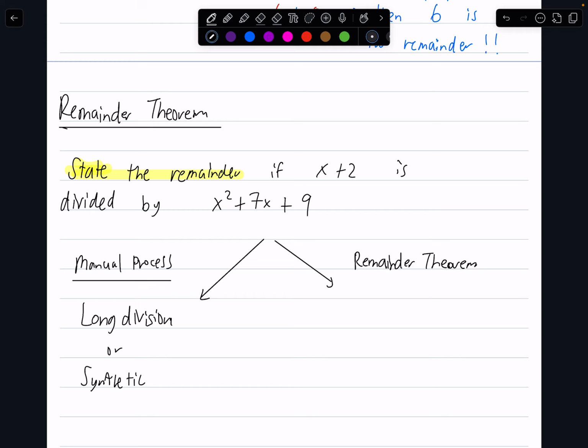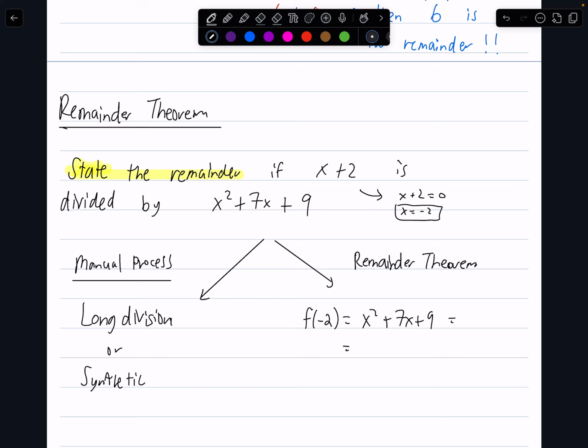Okay, remainder theorem. Let's look at this. x plus 2. So if this is x plus 2, we're going to say x plus 2 equals 0, so x is equal to negative 2. Okay? Then what we're going to do is put f of negative 2 in the function x squared plus 7x plus 9. So what is that going to be equal to? Whatever the answer is, if it equals 0, then it's a factor, which means there is no remainder. When something is a factor, we know by default there is no remainder because it equals 0. But if we get a number that's not 0, then we know that's the remainder.